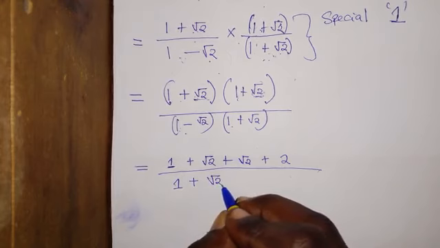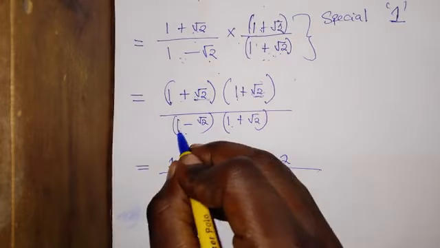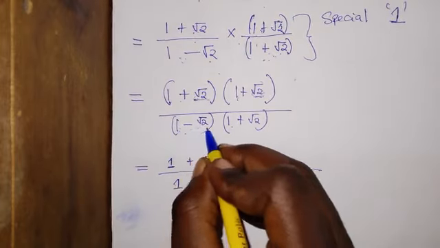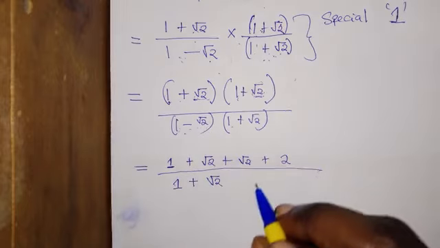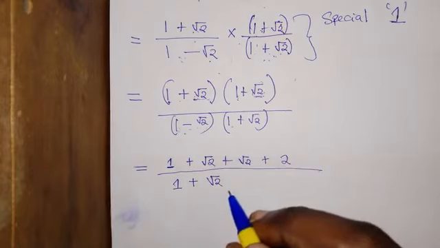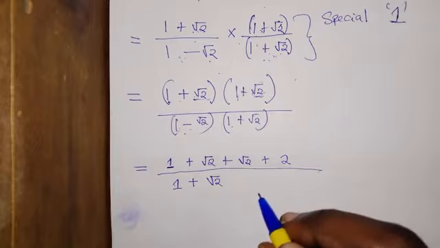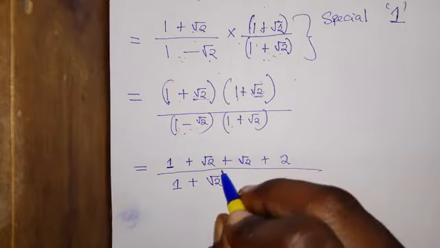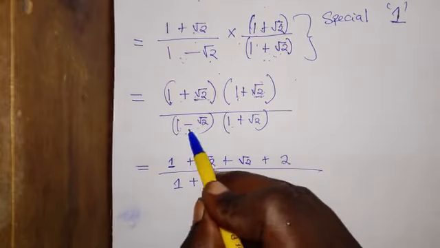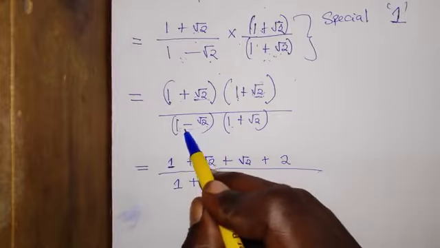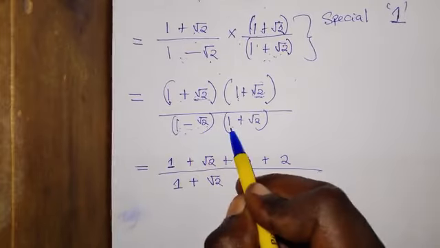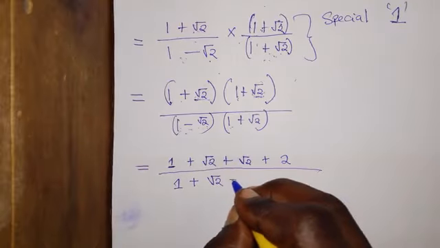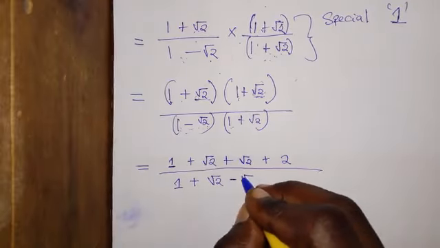Positive root 2, we are done with this one. We go to negative root 2. Make sure mathematics is all about paying particular attention to those small details, because once you neglect them, you are gone. This is negative root 2, so it is negative root 2 multiplied by 1. This becomes a negative root 2.